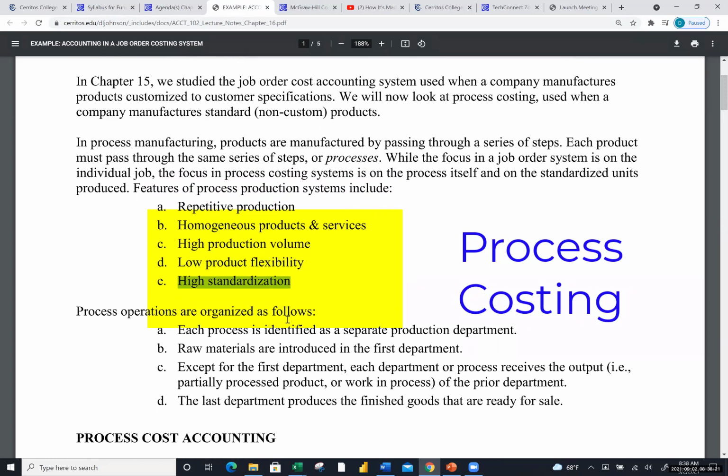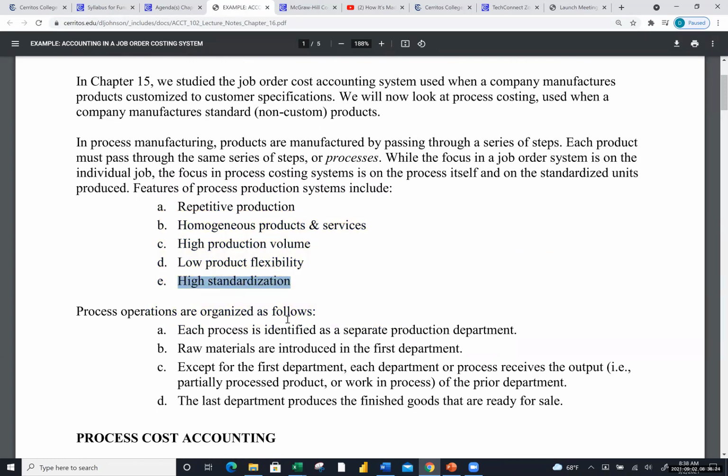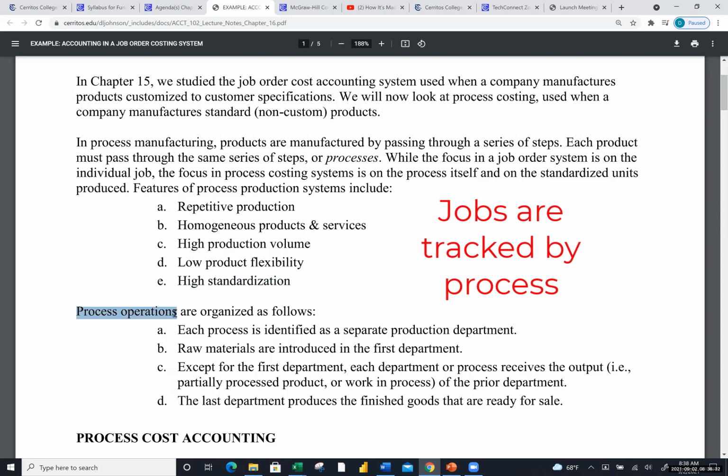So the major difference that you're going to see is the costs are not tracked by job anymore. We don't have job order cost cards anymore. They're going to be tracked by process, hence the name process costing. What does process mean? It means the various stages that a product goes through to become a finished good.